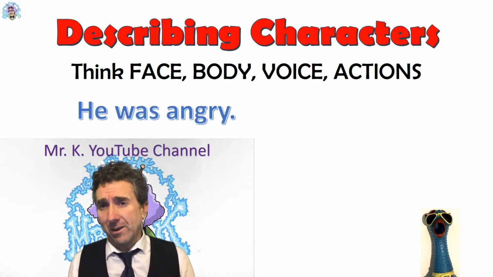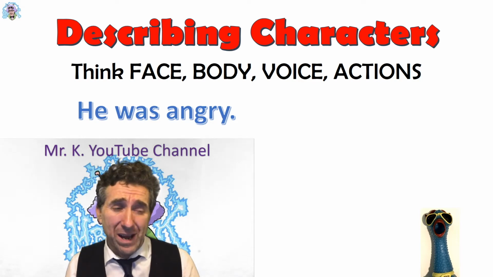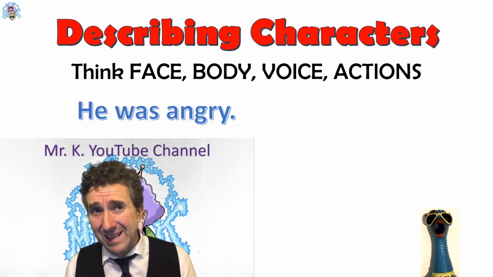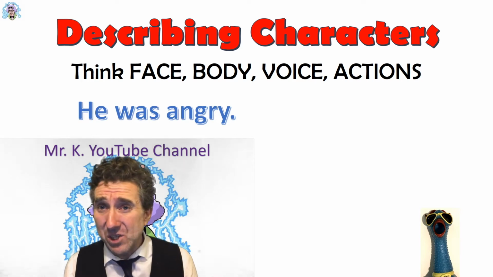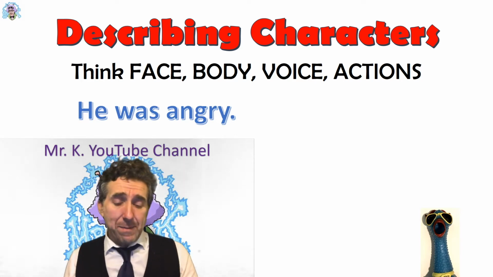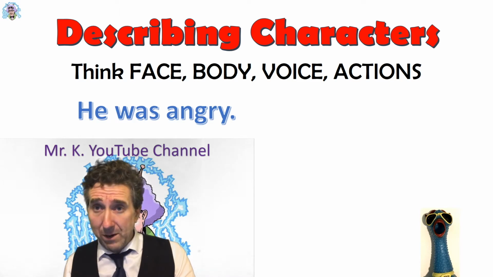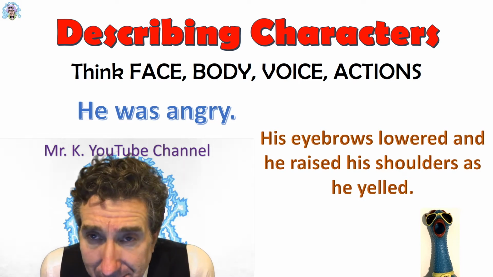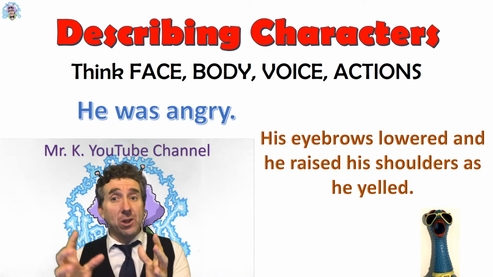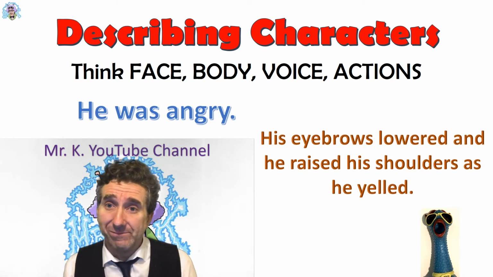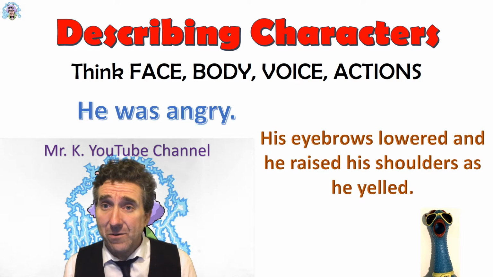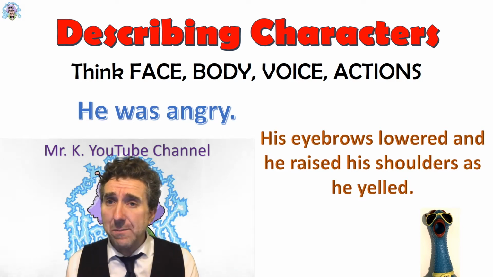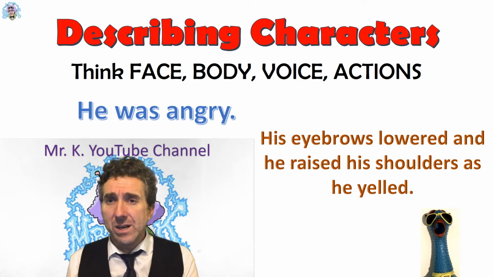He was angry. Now, he was angry. I don't know about you, but that's pretty straightforward. It's pretty bland. It doesn't really paint much of an image in my head when I read that. Maybe something that would be better would be this. His eyebrows lowered and he raised his shoulders as he yelled. Oh, gee. That was a lot more engaging than just he was angry. So as you can see, through the words that you use, you can paint images in the mind of the reader that makes the reading or the story more engaging.